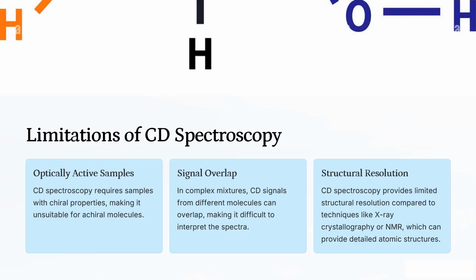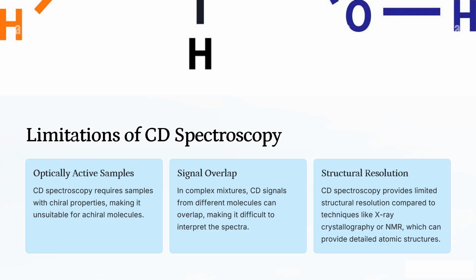Next are the limitations. The main limitation is that it requires an optically active sample. It makes it unsuitable for achiral molecules, or molecules whose mirror images can be superimposed on each other. The second thing is signal overlap. In complex mixtures, CD signals from different molecules can overlap, making it difficult to interpret the spectra. You can get mixed peaks or a very wide peak, because complex mixtures are involved, so it is very hard to then segregate them.